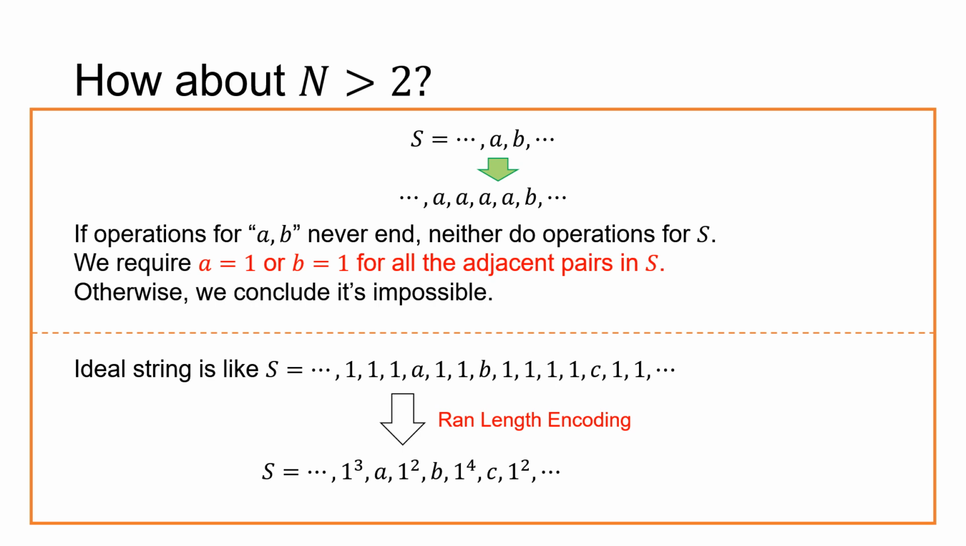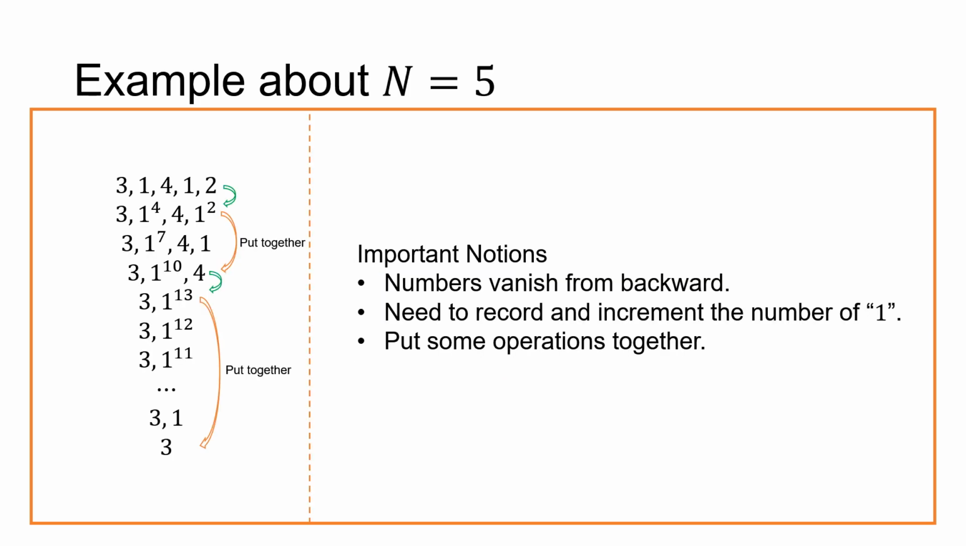From this, we deduce that our target string S contains many ones and only a few other numbers scattered within. This is where we introduce run-length encoding to simplify the handling of the string. We now have an ideal string configuration, but we are still not sure about the operation's behavior for longer strings.